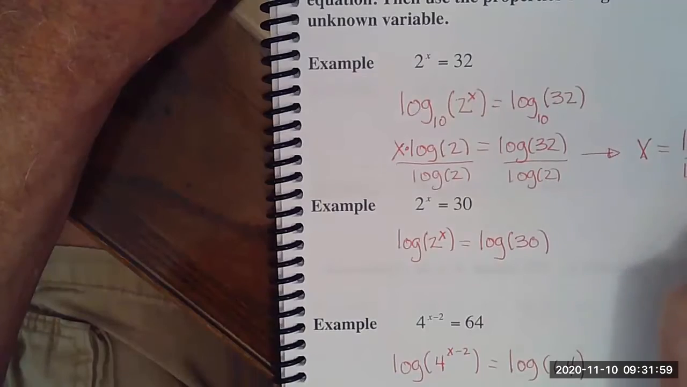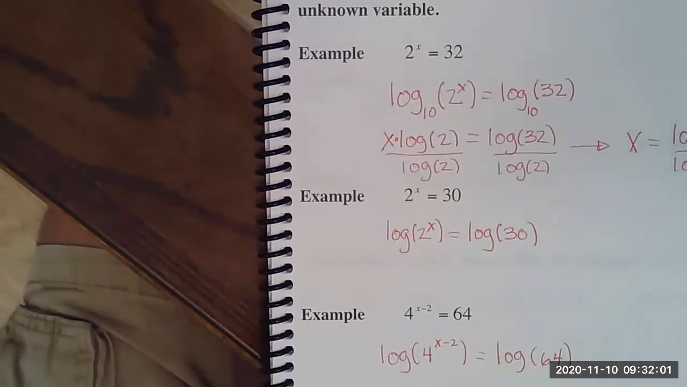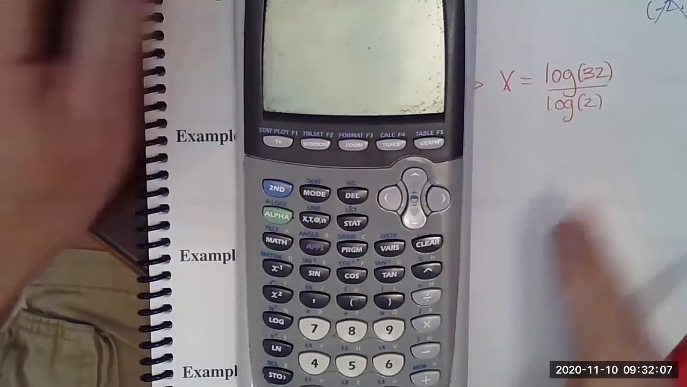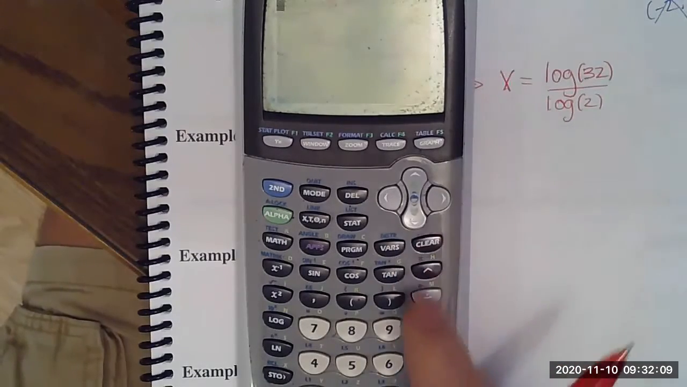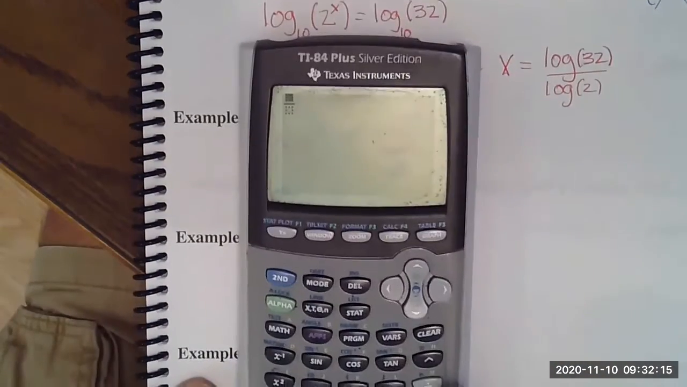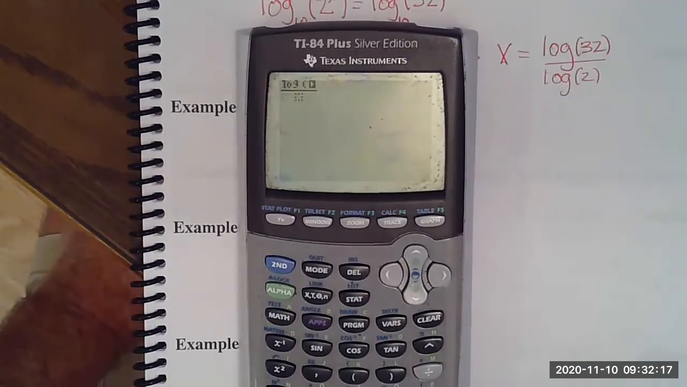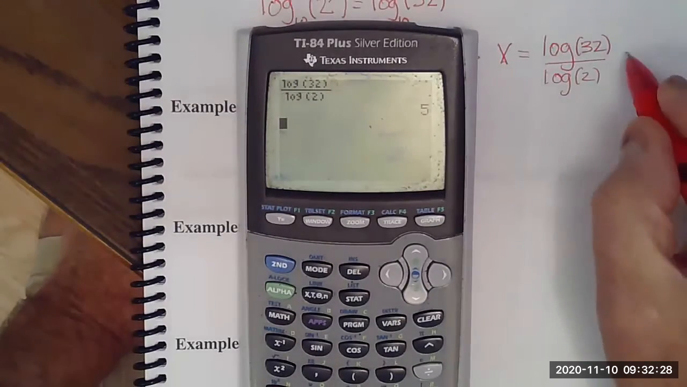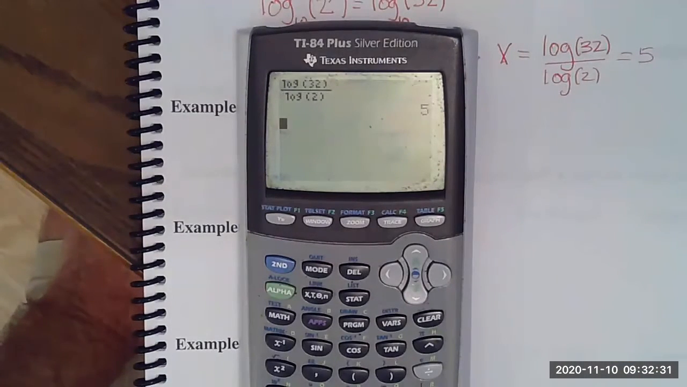Log 32 over log 2 equals, well, let's see what it equals. So I'm just going to type that in my calculator. My little fraction thing that I like in my calculator looks like that. I go log 32, and then the denominator is log 2. Hit enter. 5. I knew that. It's comforting to know that the calculator does the same thing. I knew that one was the answer.